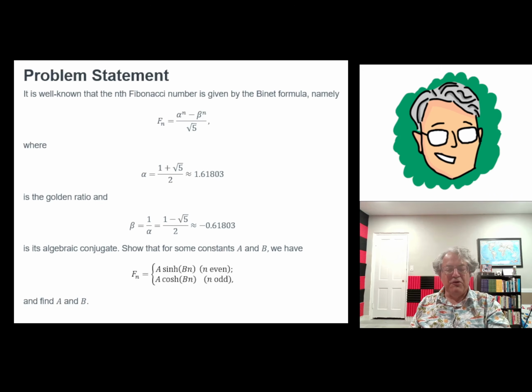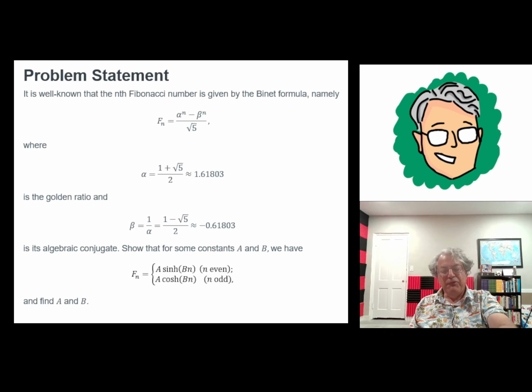And then there's also its algebraic conjugate, beta, which is, this should be minus 1 over alpha, by the way. It's 1 minus the square root of 5 over 2, or approximately negative 0.61803. Anyway, so now using those formulas for alpha and beta and the Binet formula, we should be able to derive these hyperbolic sine and cosine representations of the nth Fibonacci number. Notice that it has a different form when n is even versus when n is odd.